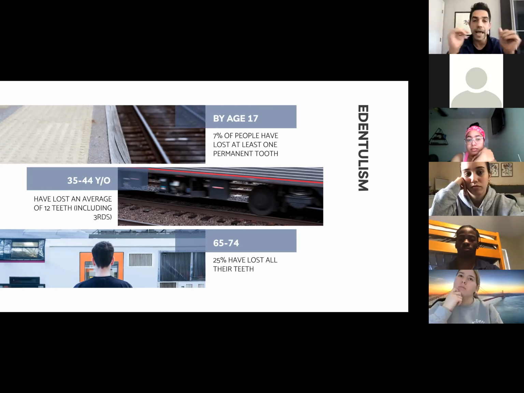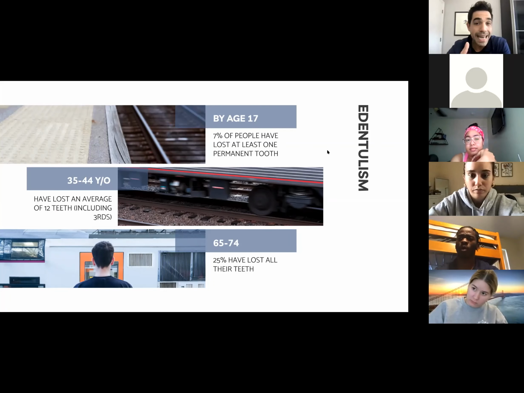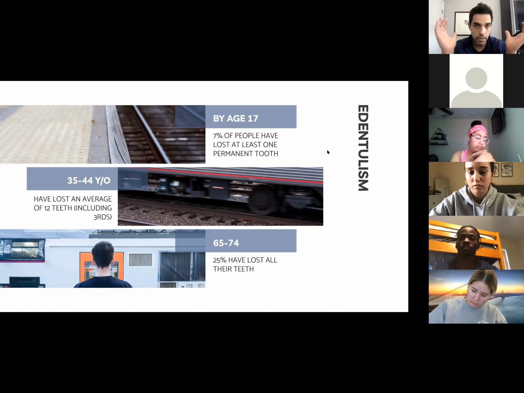So let's look at a few stats. You'll like this part, Alex. By age 17, statistically, 7% of people have lost at least one permanent tooth, not including wisdom teeth. By the age of 17, all of our adult teeth have erupted, usually except for the wisdom teeth.